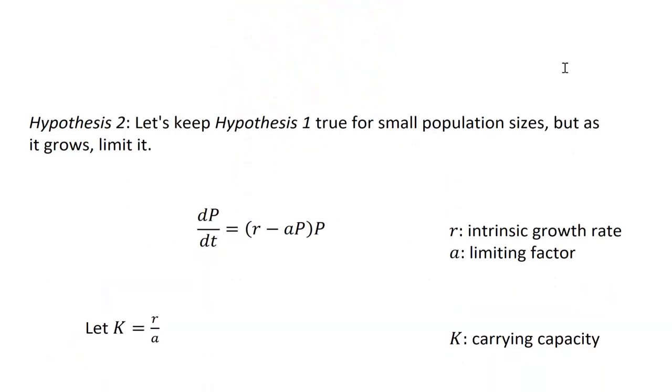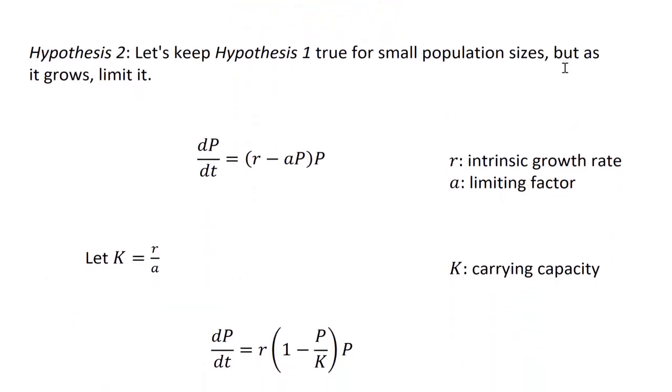So congratulations, you just solved your first differential equation, or watched someone solve one. Let's move on to another one. We changed the hypothesis a bit. We're going to keep the first hypothesis, Malthus is true, for small population sizes, so that with a small population, the rate of a population's growth is proportional to the size of the population, but as the population grows, we're going to limit it. And we represent that here by changing the differential equation as follows.